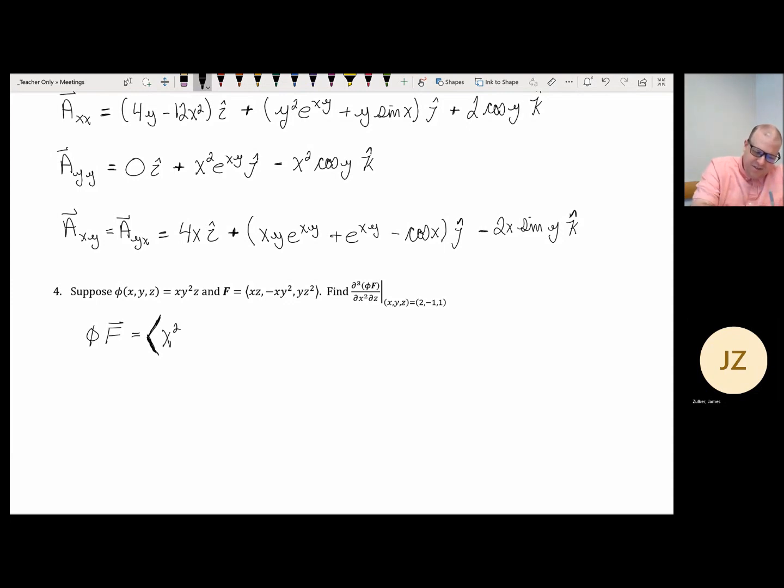x squared, y squared, z squared for the first. Negative x squared, y to the fourth, z for the second. x y cubed z cubed for the third.